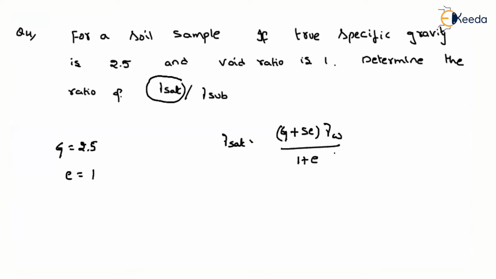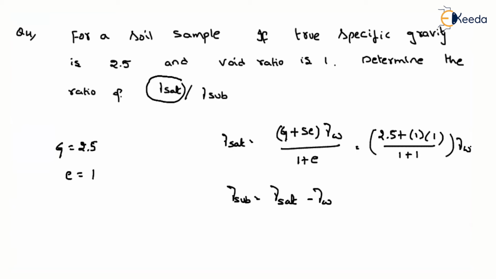Right? Then, however, the gamma submerged. There are two ways to find it: either directly by using the formula for gamma submerged, or we can take gamma submerged as gamma saturation minus gamma W. Here I know all the values. As it is saturated, G value is 2.5, S value is 1, and void ratio is also given as 1. So (2.5 plus 1) into gamma W divided by 1 plus 1. Right? Now if we solve this, let us say that gamma W we are considering in gram per cc.